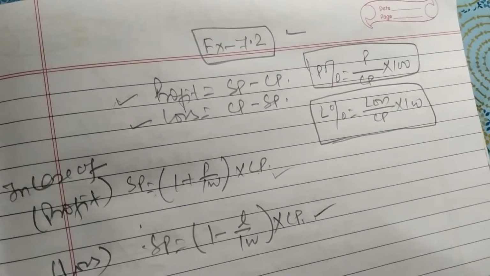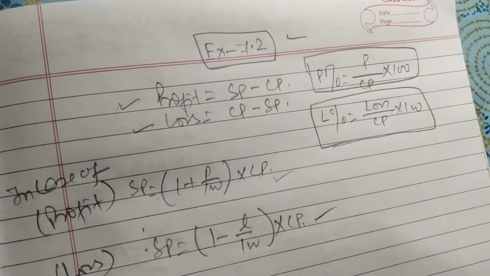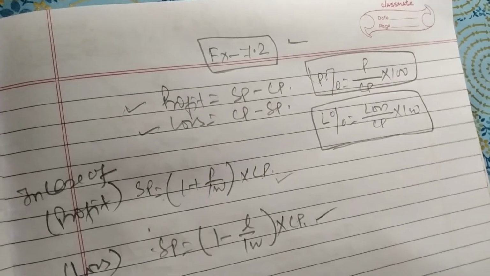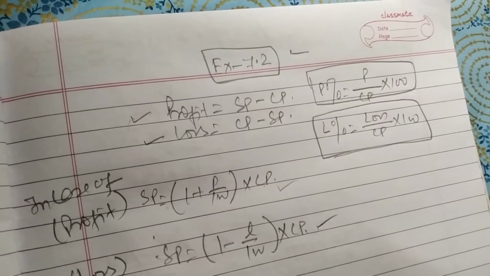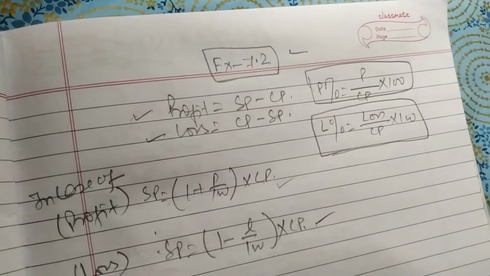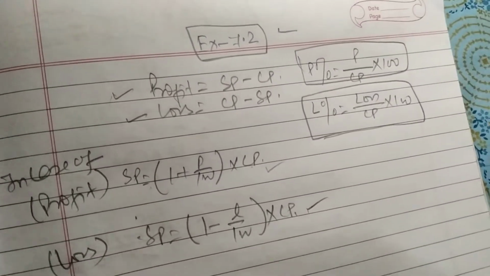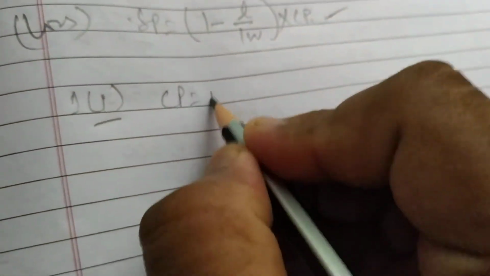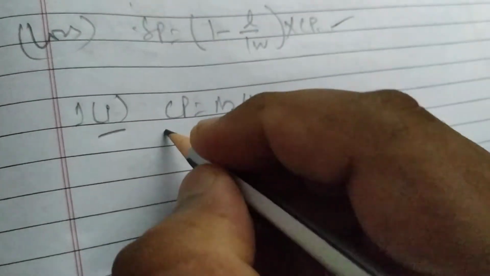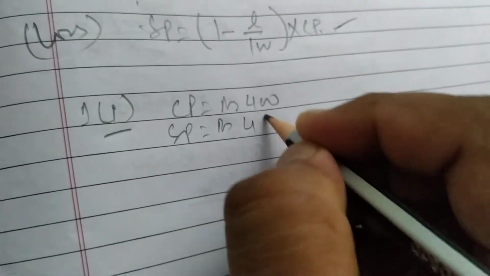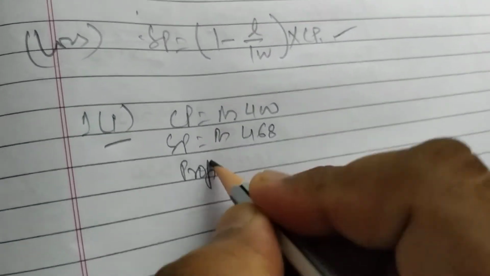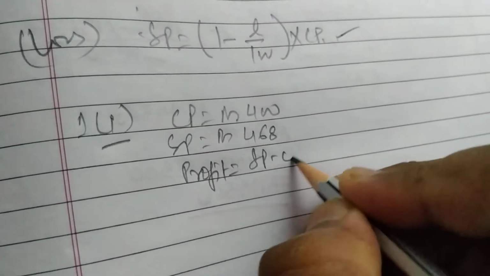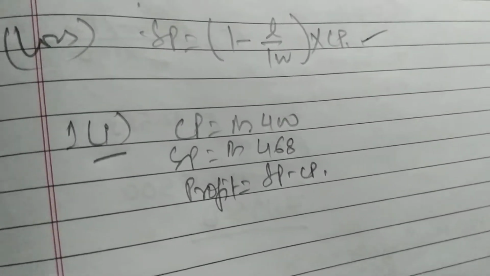Now in this exercise, I'm going to show you 2 to 3 sums, and I hope the things will be clear. The first sum they have given you, CP is 400. CP is equal to rupees 400. SP is equal to rupees 468. Profit is equal to SP minus CP. They have asked you to find the profit percent or loss percent.